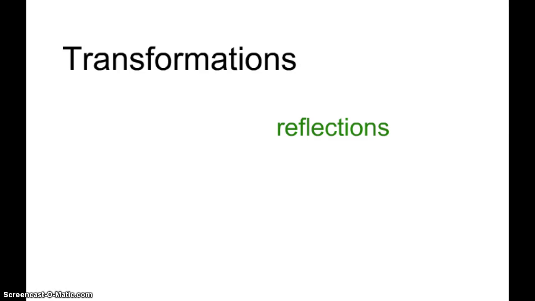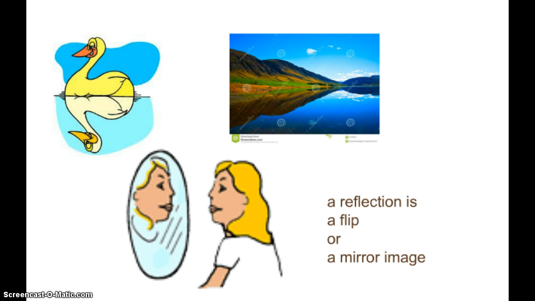We've talked about transformations, and we've talked about translations, but we have not talked about reflections. Another type of transformation is a reflection. A reflection is basically a flip or a mirror image.